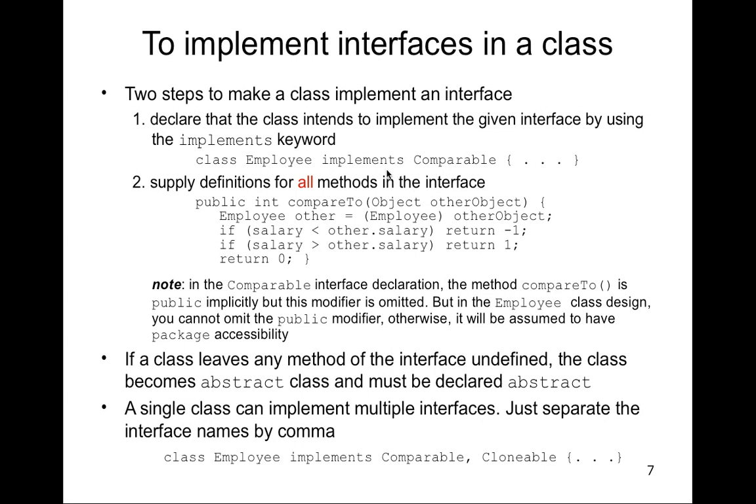So if you implement the methods that are part of the interface, there's no need to have the interface, essentially, because you've implemented the method. If that makes any sense. If a class leaves any method of the interface undefined, the class becomes an abstract class and must be declared abstract, because it meets the definition of an abstract class.